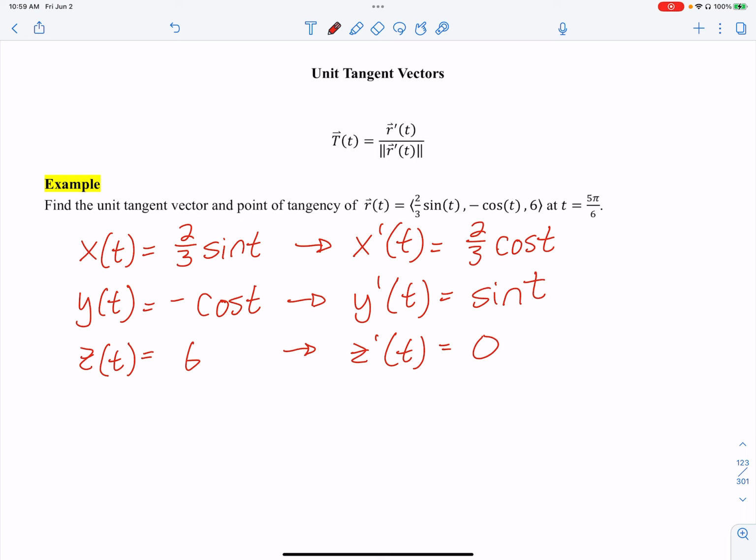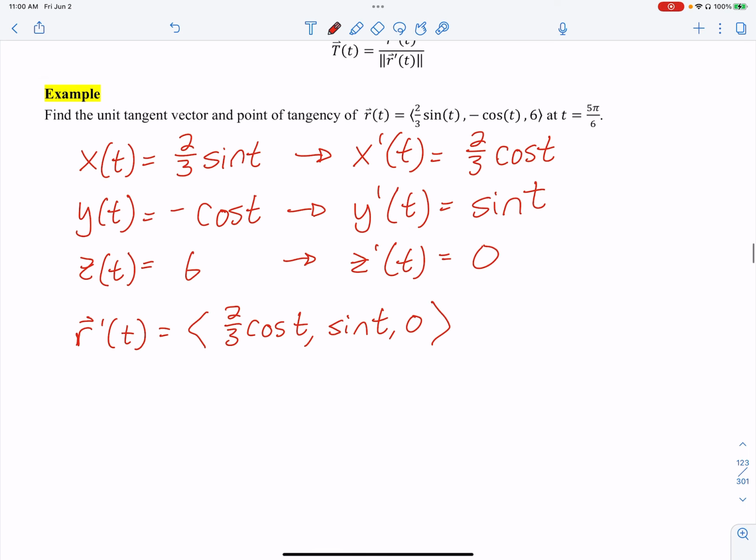So let's find our point of tangency. Actually, we can write that down since we're in the middle of that. r prime of t is equal to 2/3 cosine t, comma, sine t, comma, 0. All right, they want the unit tangent vector and point of tangency at that point. What I could do right now is go ahead and try to find the magnitude of r prime, but since I already have to find it at a t, I'm going to go ahead and just plug t in and then find its magnitude.